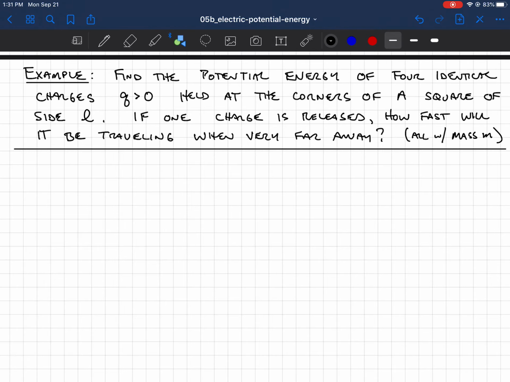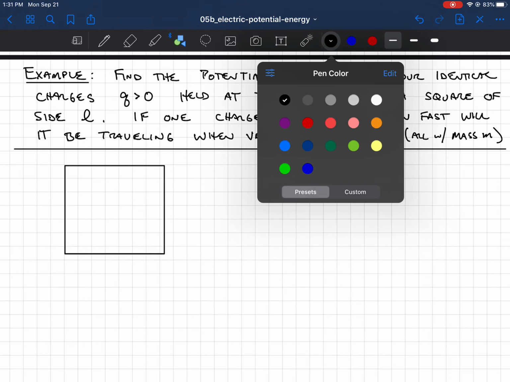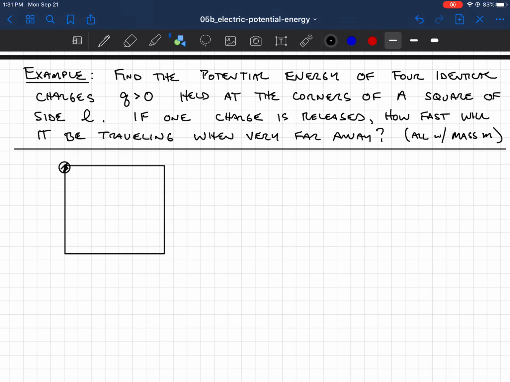Now let's apply it. So we'll use that potential energy function to do some problem. The problem is that we have a square. Let's draw a square. And we have charges at the vertices, the corners of that square. They're each of charge q and mass m. We can think about them as being all positive charges, for example. So we have q, q, q, q. And we're told that the square has length L.